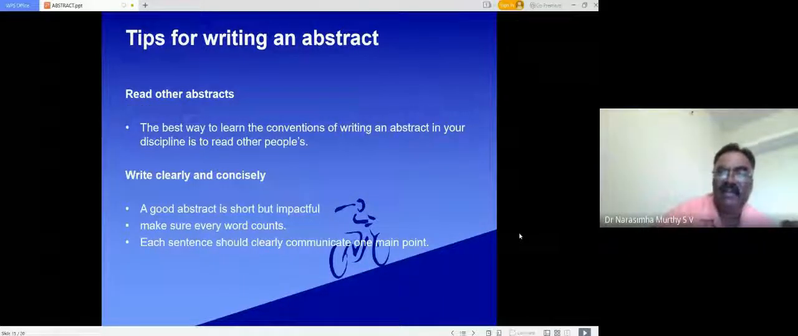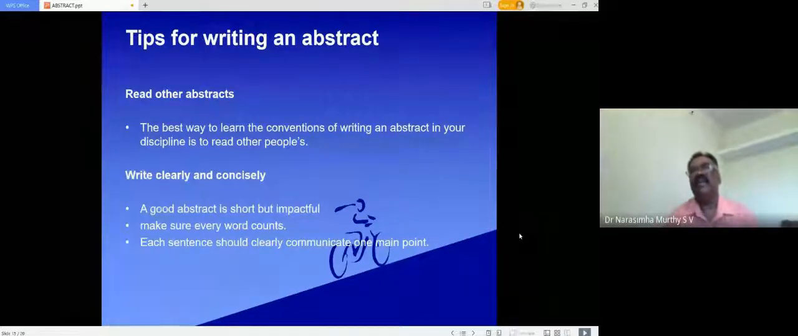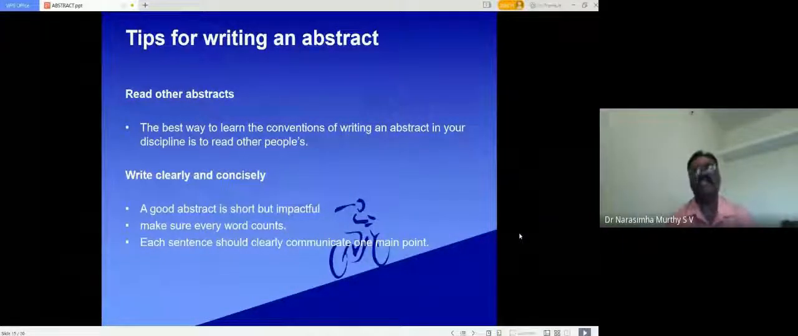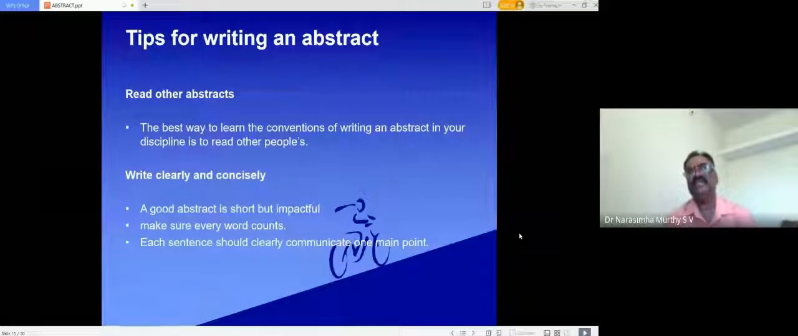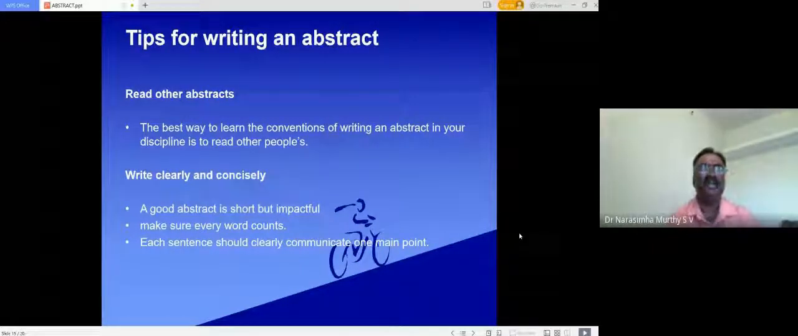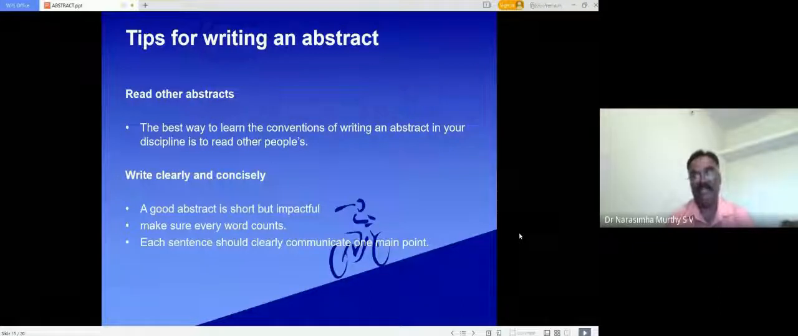Another useful tip: read as many abstracts as possible in your field, so that you will learn some conventions of writing, especially in your discipline, because all of us come from different backgrounds and disciplines, and each discipline expects you to follow some unwritten rules and regulations. So read as many abstracts as possible, so that you get a better idea of what can be a good abstract in your field of study.